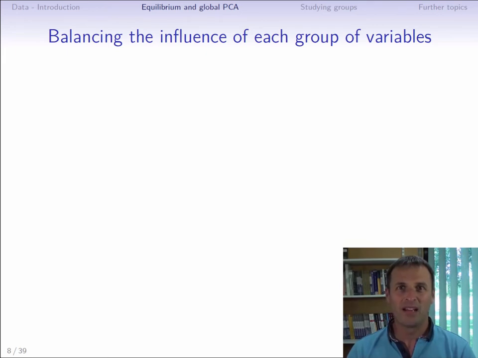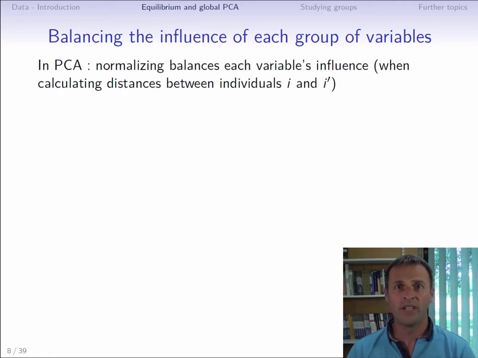First, why is it important to balance the influence of each group of variables in the analysis? Note that we have already tried to balance the influence of variables when doing factor analysis before. Indeed, when constructing a standardized PCA, the influence of each variable is balanced to avoid that variables with the greatest variance have more influence in the analysis, that is, more influence in the calculation of distances between individuals. In a similar way, with several groups of variables, we want to balance the groups in order to avoid certain groups having a too large contribution to the calculation of distances between individuals.